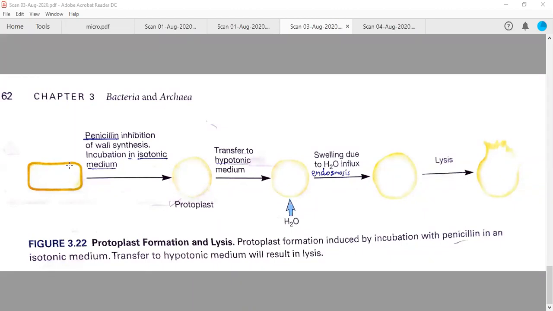So how will you obtain this protoplast? You simply need to treat any bacterial cell which has a cell wall or peptidoglycan with the penicillin drug. This penicillin will inhibit the cell wall synthesis. And if you incubate this cell with penicillin in an isotonic medium, ultimately you will get a cell which is spherical in shape. This is called a protoplast.